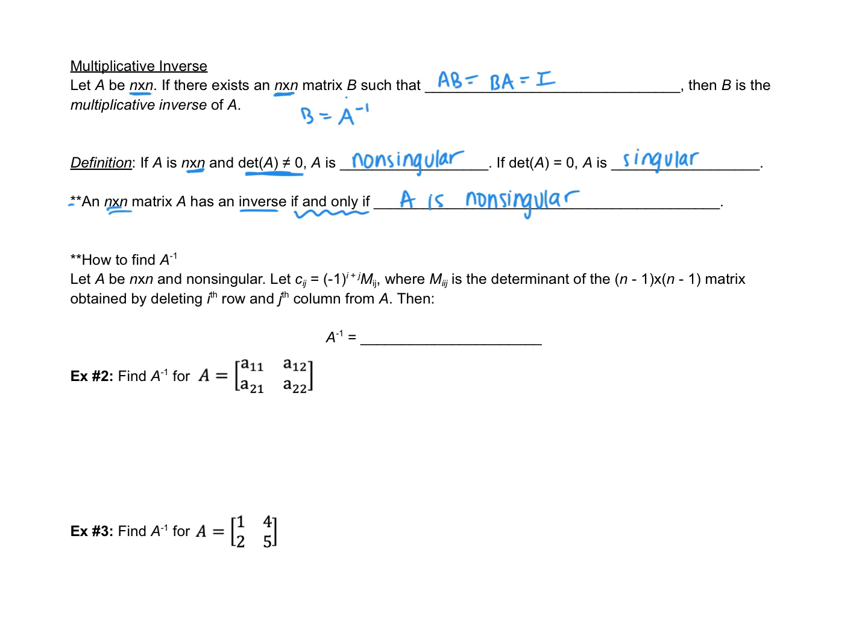So, of course, that's going to lead us to how do we actually find the multiplicative inverse? So let A be an n by n matrix and let it be non-singular. And so, of course, non-singular meaning that the determinant is not zero. Then C, so C just being an element, is equal to this, where M is the determinant of the n minus 1 by n minus 1 matrix that's obtained by deleting the ith row and the jth column from A. So then our inverse is 1 over the determinant of A times those C of ij elements that are obtained from M, the transpose, though.